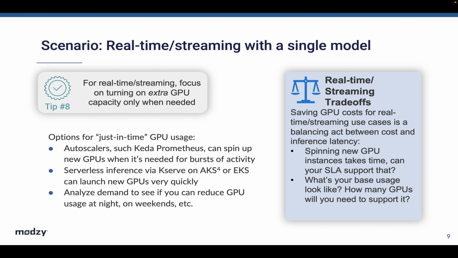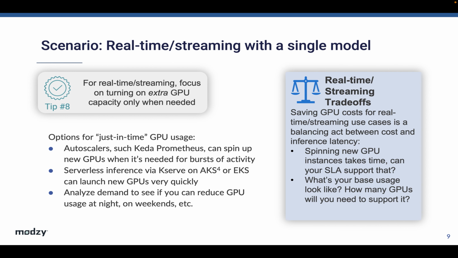So the real savings is in how to architect a solution where the additional GPU usage that you might need for periods of peak activity can be scaled up and then shut back down. So with real-time and streaming, there's not as much savings to be gained as there is with batch processing, but it can still be done. So the thing to focus on is really how to optimize the extra GPU capacity you might need.